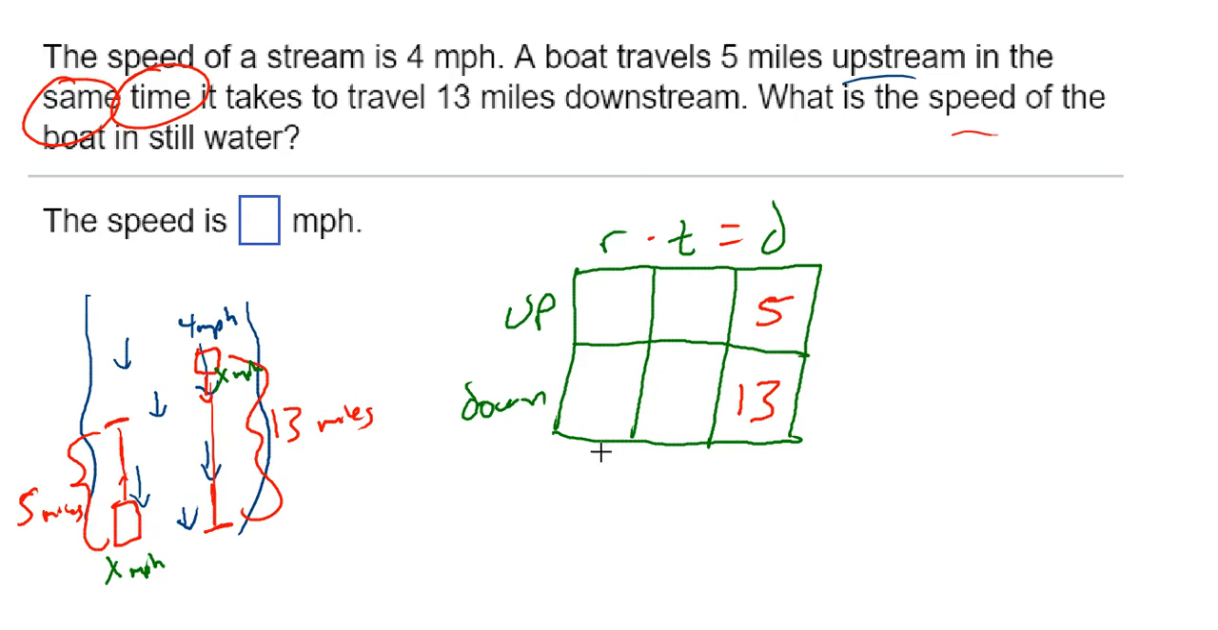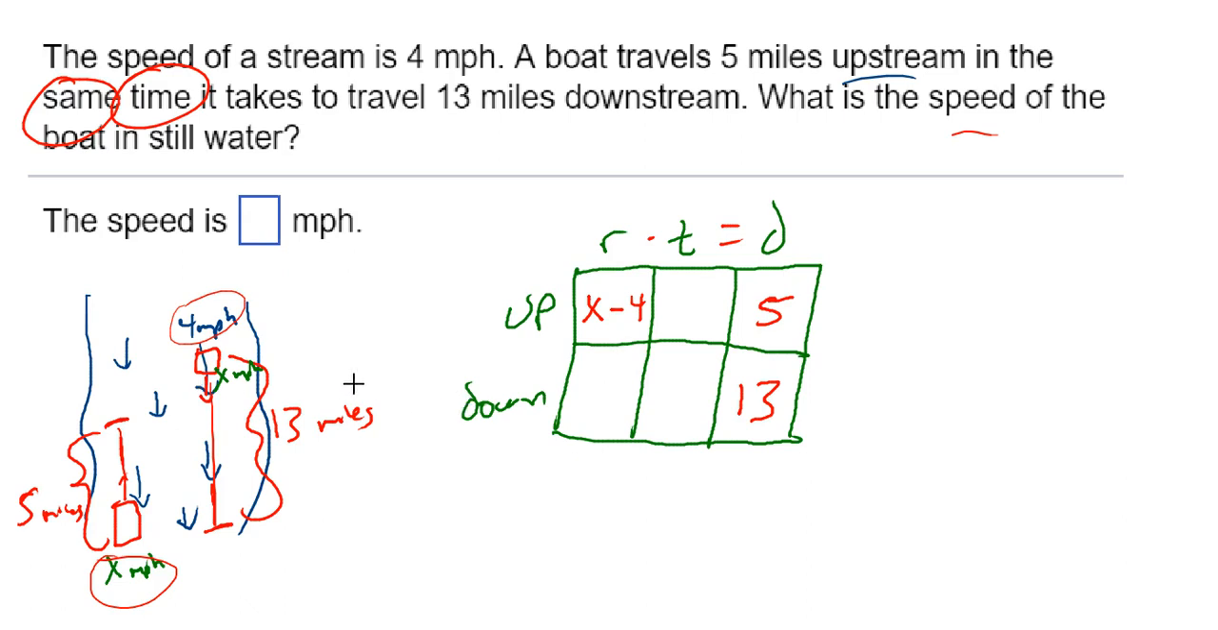And so the next thing I would recommend filling in is the speed. The boat going upstream, the boat itself is going X miles per hour, but it's getting slowed down by the stream that's going 4 miles per hour. So the net speed of the boat in that situation will be X, how fast the boat goes on its own, minus 4 because the water's slowing it down by 4 miles per hour.